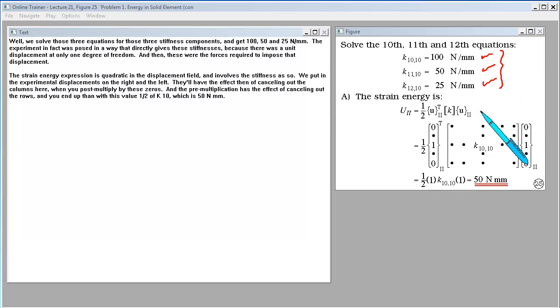The strain energy expression is quadratic in the displacement field, and involves the stiffness as so. We put in the experimental displacements on the right and the left. They'll have the effect then of canceling out the columns here when you post-multiply by these zeros, and the pre-multiplication has the effect of canceling out the rows, and you end up then with this value 1/2 of K1010, which is 50 Newton millimeters.